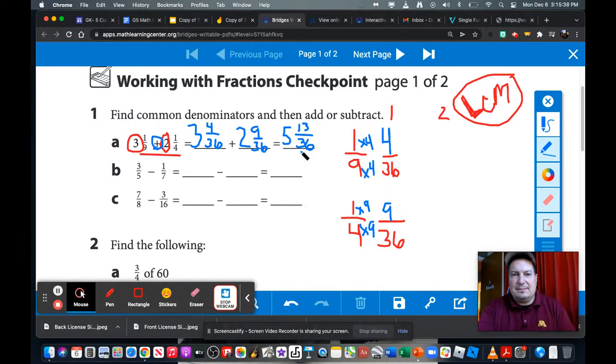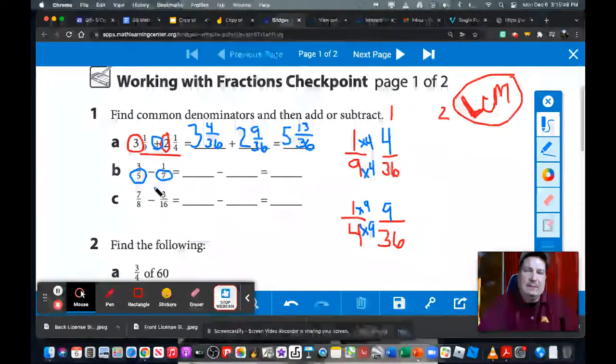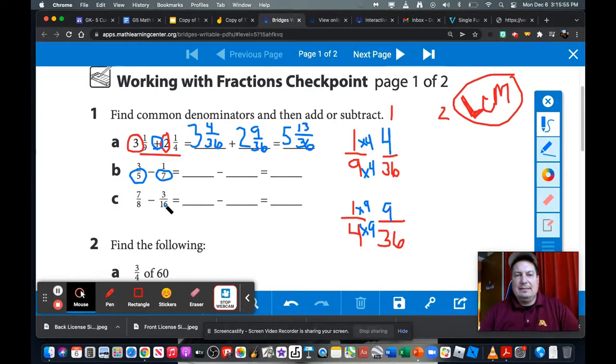6 and 336, if that makes sense. All right, looking at B, I want you to copy this problem down: 3/5 minus 1/7. And I want you to find that common denominator, either one of two ways. And then 8 and 16. Take a look at if you were to multiply, what that would do, or if you could look at the skip counting method, if that helps. So I want you to do both these problems right here on your own, and they're both subtraction.